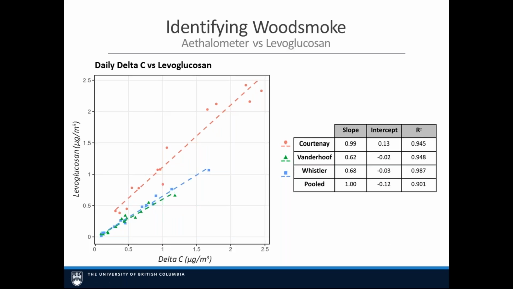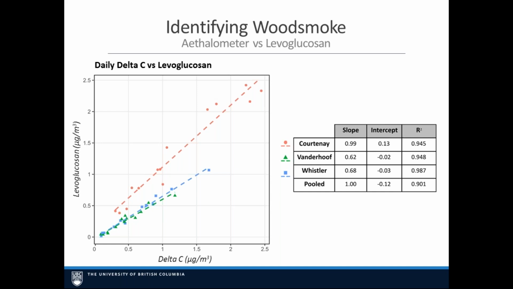Now, when comparing the two woodsmoke-specific methods, there is very high correlation between the delta C measured by the aethalometer at the fixed site and the levoglucosan measurements in each location. You can see the lowest R-squared value at any of the sites was 0.945, which is very high. This validates the use of the aethalometer compared to levoglucosan as a gold standard, and is evidence that the instrument is actually measuring woodsmoke. So that was good for us to see.